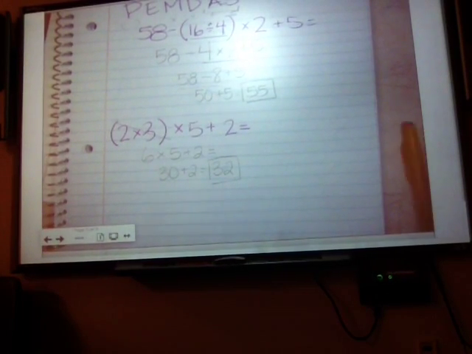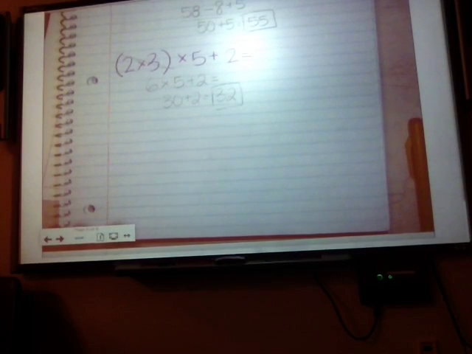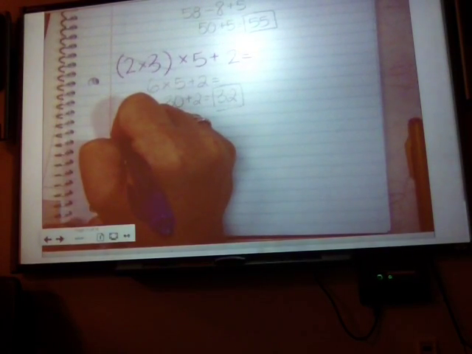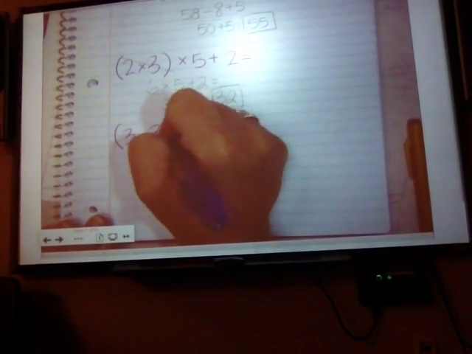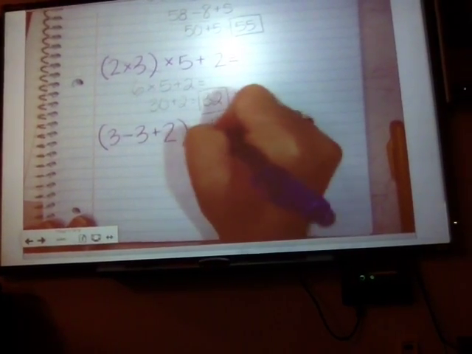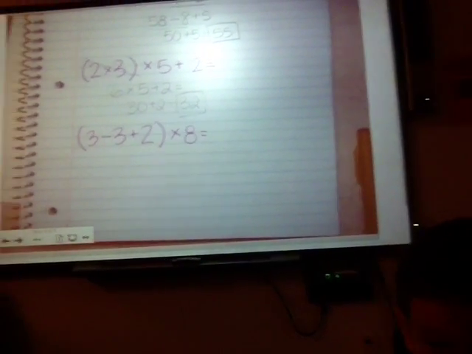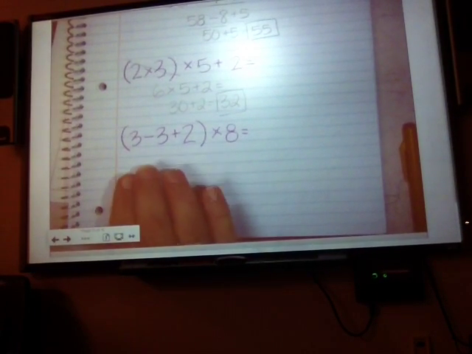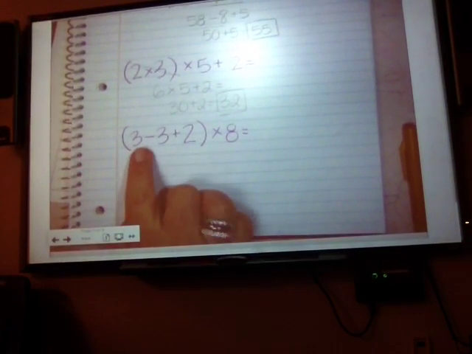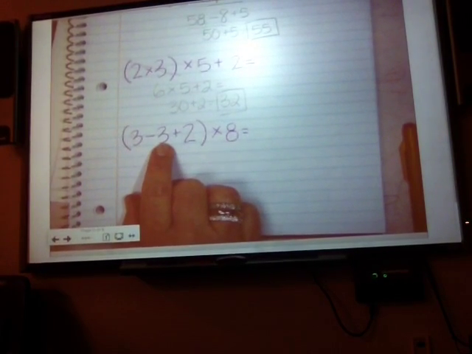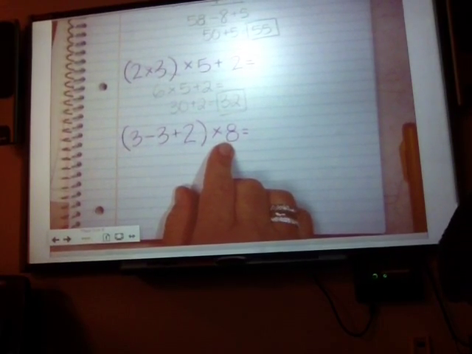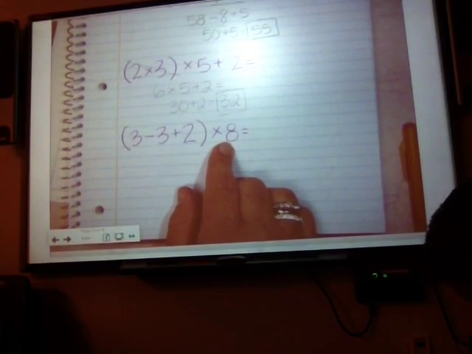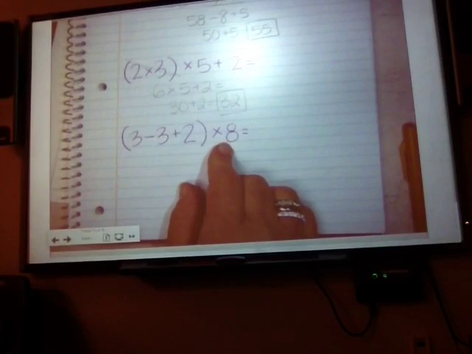Couple things. Now, let's look at this. I can have multiple operations inside of my parentheses. This is exactly what we talked about yesterday. Daniel had 3 tokens. He lost 3 tokens on a game, won 2 more, and then when he finished, he got 8 times whatever he had for his remaining tokens.